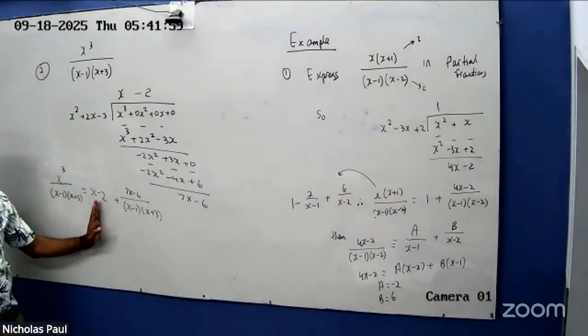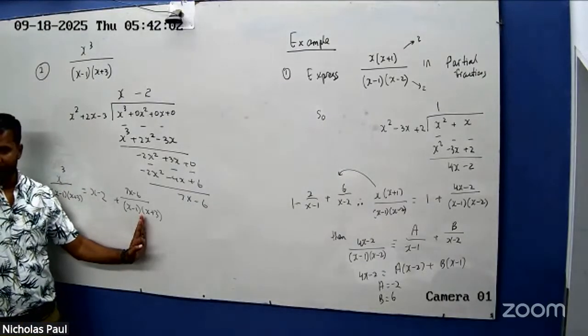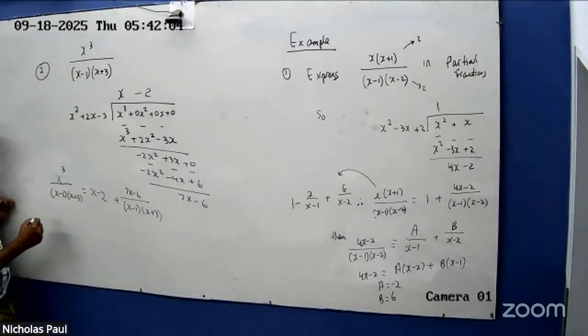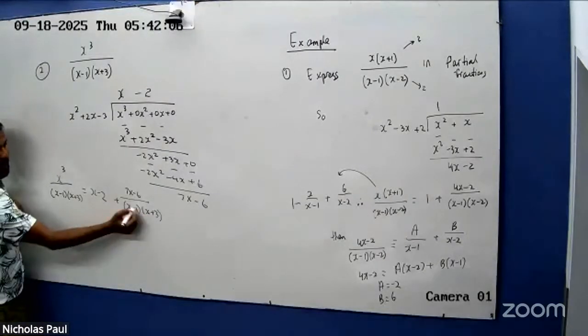Right, then you must write this first and the partial fractions first. Okay? So your final answer will be this plus the partial fractions for this.